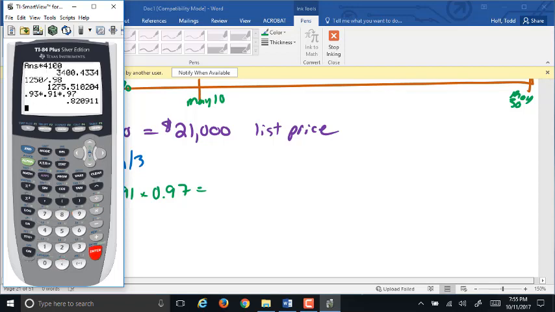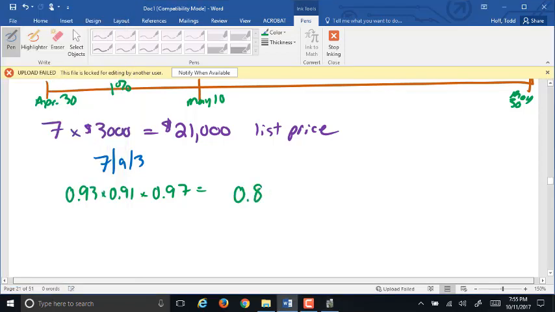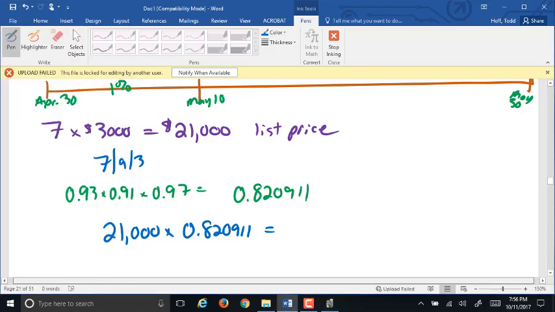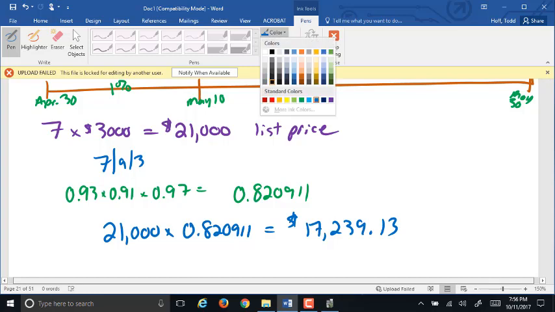Okay, perfect. So yes, 0.820911. So 21,000 times that. That is it, 17,239.13. That's the invoice amount.